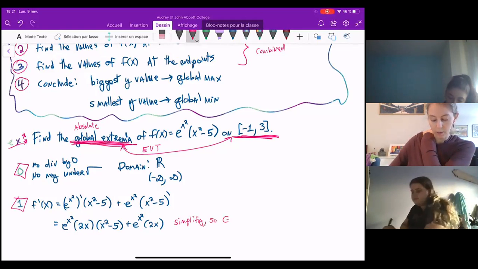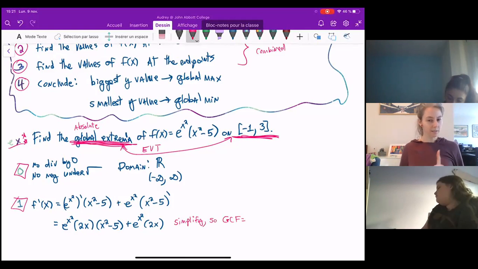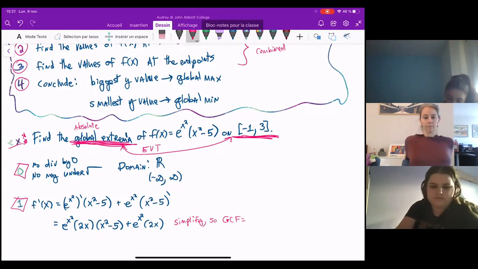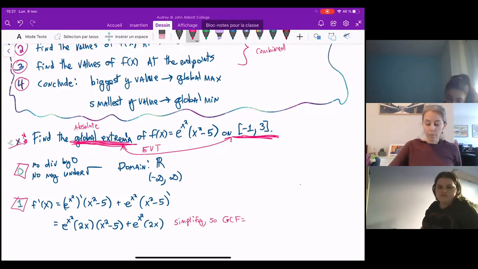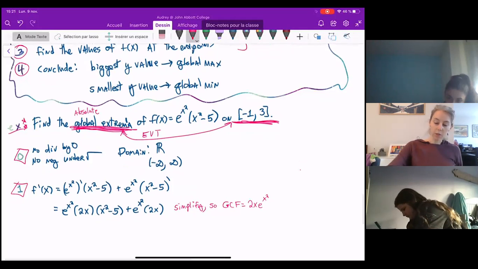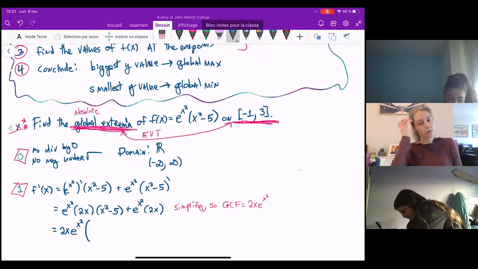So what is our greatest common factor here? Is it just 2x? That's part of it. Is that all of it? We need the e to the x squared as well. So this is 2x e to the x squared. So I'm going to factor out that greatest common factor. So I have 2x e to the x squared. What's left in my first term?